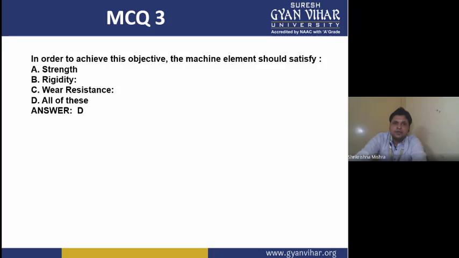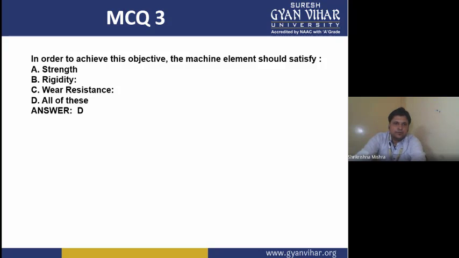Which means option D is the correct answer. Why? Because strength is also important for a machine element. Rigidity is also a property needed by a machine element. Also, the machine element should be wear resistant. And lastly, therefore, all three options are correct. So D will be taken as the correct answer.